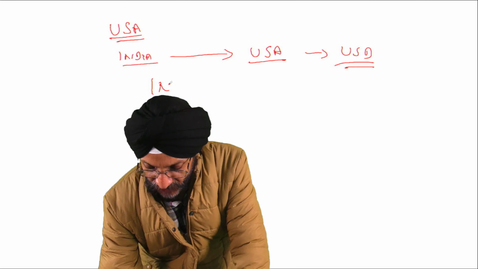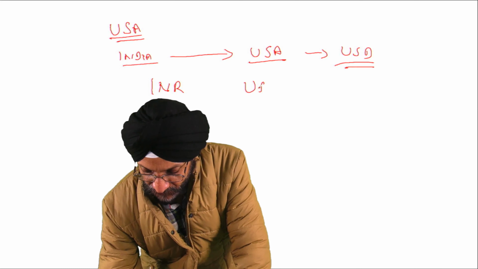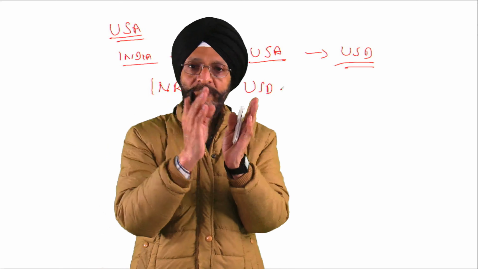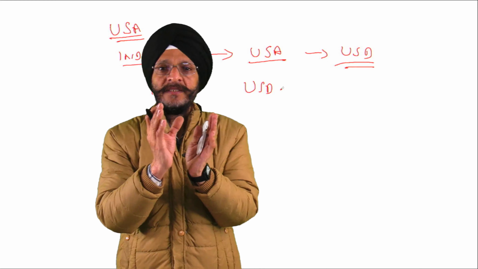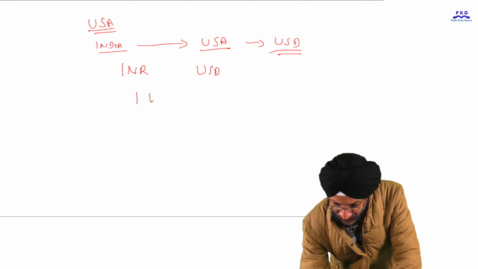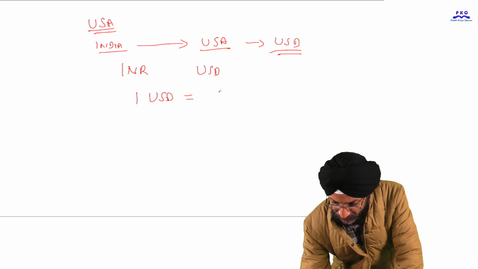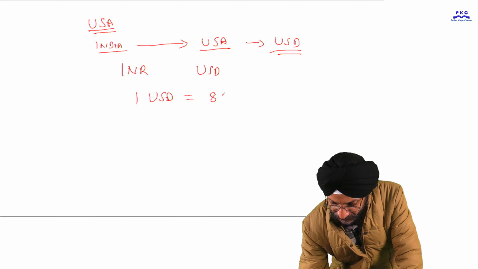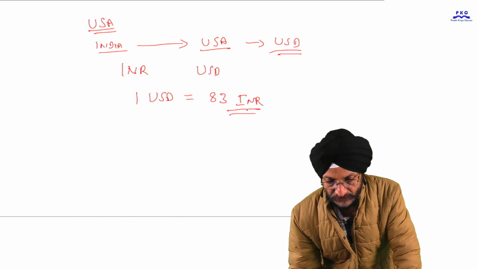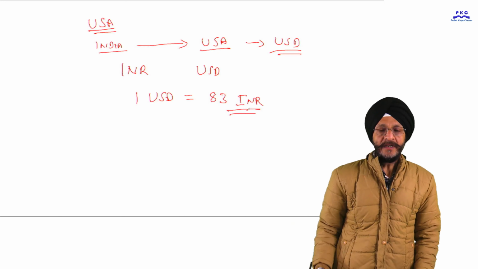When we are to purchase foreign currency, we will have to pay some Indian currency. At present, the rate of one US dollar is about 83 Indian rupees. It is approximate.